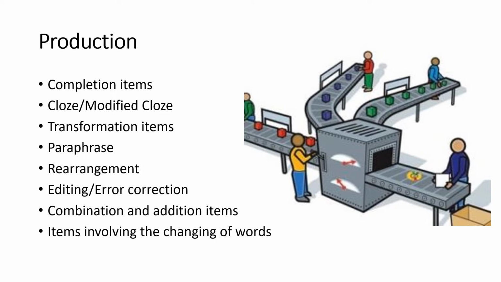The next type of competence test is production. Now the first one was recognition, so the second one is production. Some of the items of production type of assessment, you can have completion items, that is like filling in the blanks to complete a sentence, cloze or modified cloze, transformation items, paraphrasing, rearrangement, editing or error correction, combination and addition items, and items involving the changing of words.